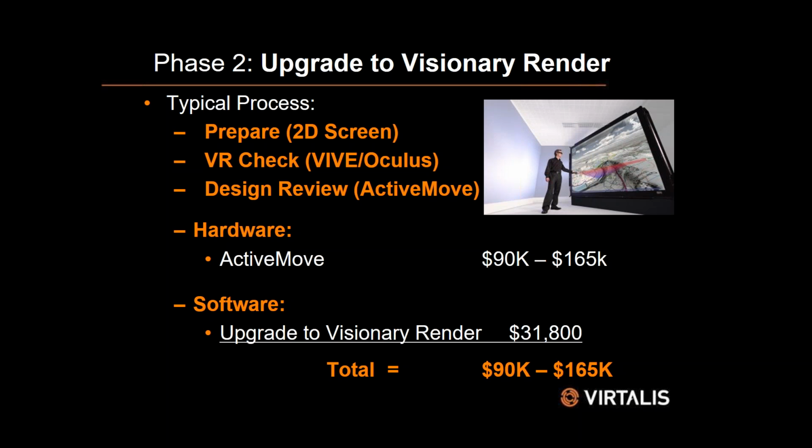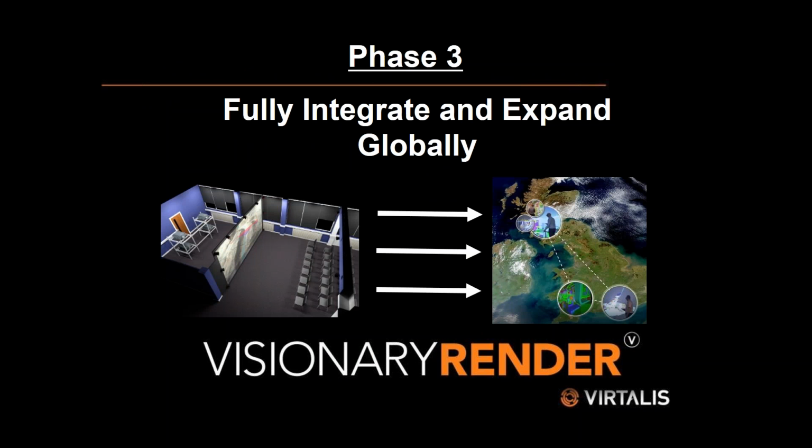Usually what ends up happening is that you have so many requests from people who want to use it and take it and move it around the office and take it to trade shows that you decide you need a static system. That bleeds me into phase 3, which is a full integration and expanding your efforts globally.